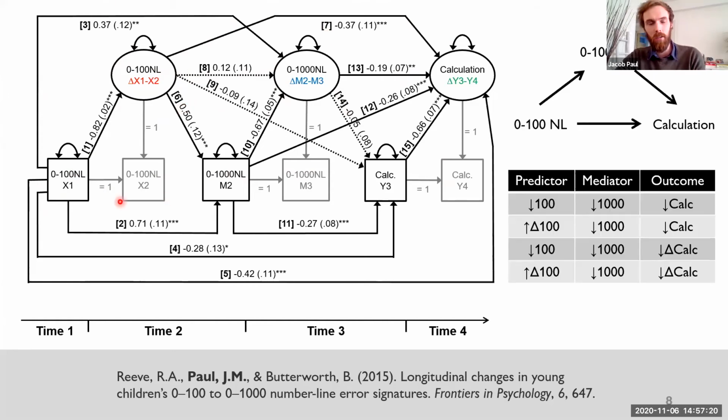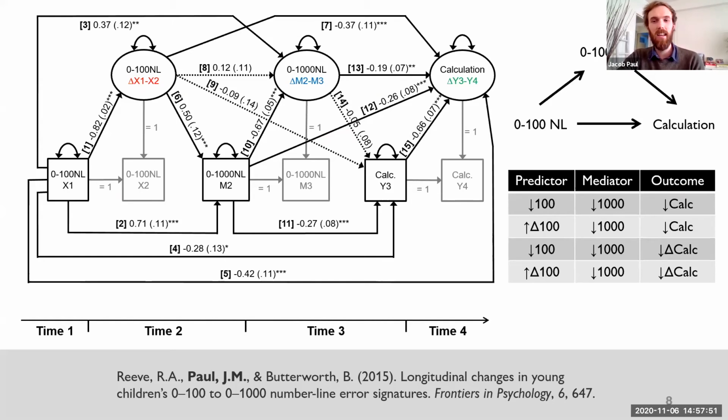What it also allows us to do is to look at mediation type questions. Typically, mediation questions are all collected at the same time point. And technically, it's very hard to actually infer anything about mediation without seeing it actually occur over time. So by doing this, what we found is that both the 0 to 100 and the 0 to 1,000 number line performance improves over time, perhaps suggesting that there's some sort of continuity of their representation over time.